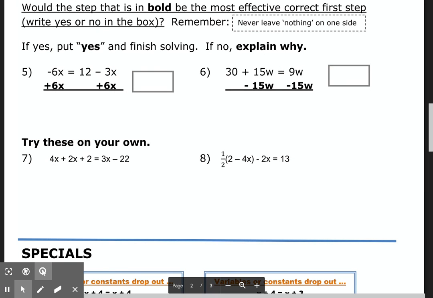All right, let's go over here on the back side. It says, would the step that is in bold be the most effective, correct first step? Write yes or no in the box. Remember, never leave nothing on one side.